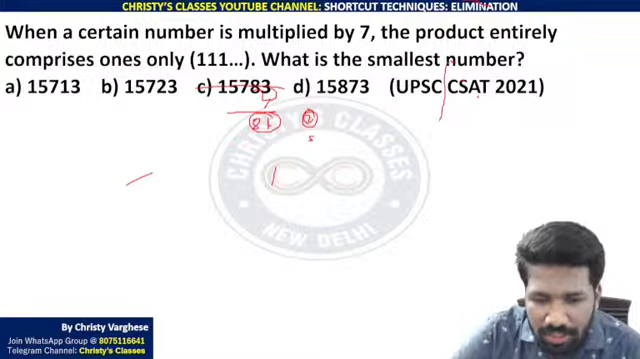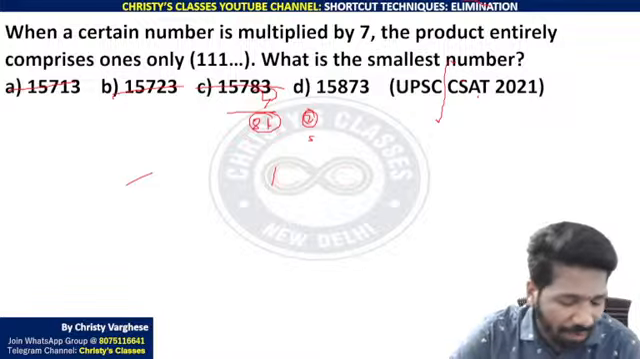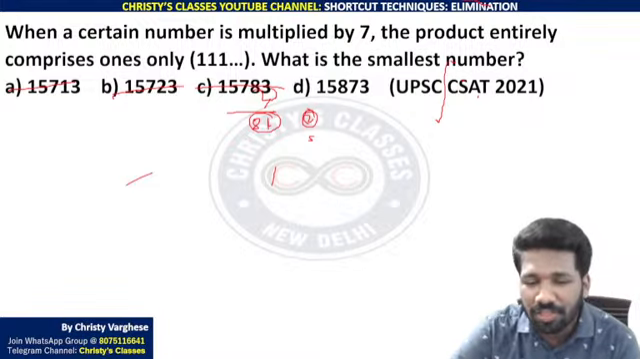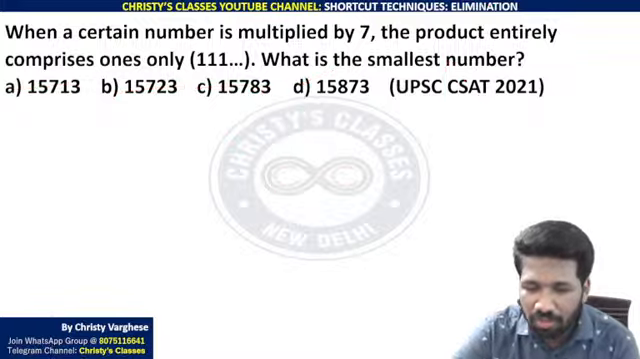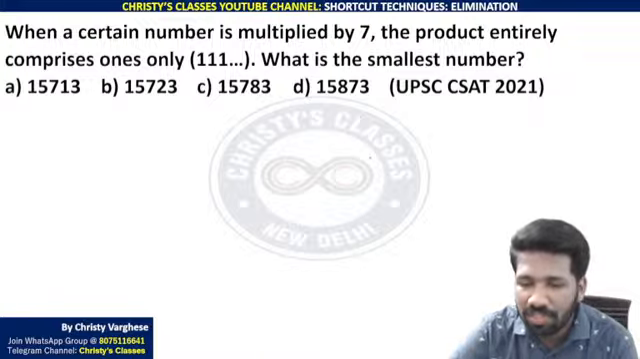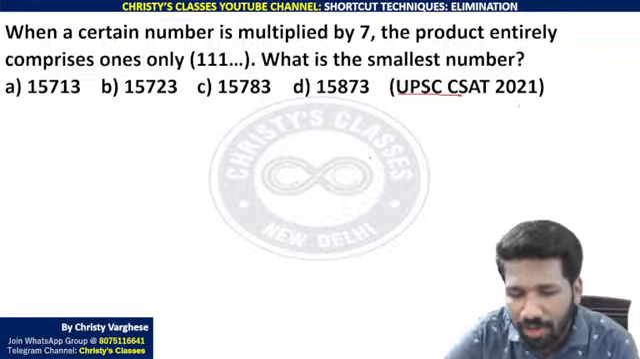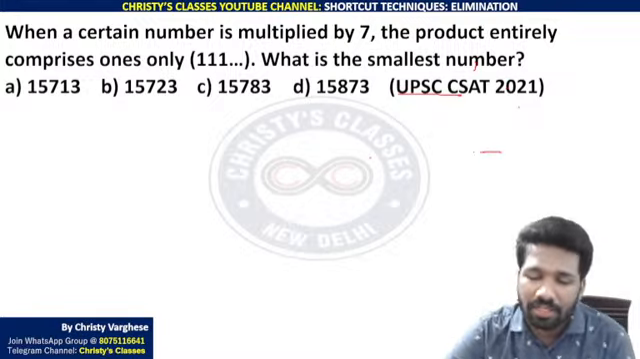The fourth option says 15873. As you have eliminated these 3 options, you should have the confidence that the remaining option is the correct answer. 3 options eliminated, the remaining should be the correct answer, provided the competitive exam mentions that only one correct answer is there. In the UPSC exam and most exams, only one correct answer is there. So with that assumption, you can finish the question and tick the correct answer as option D.